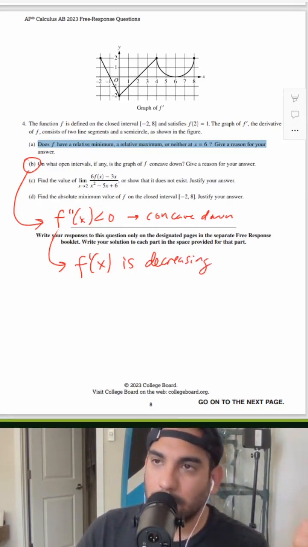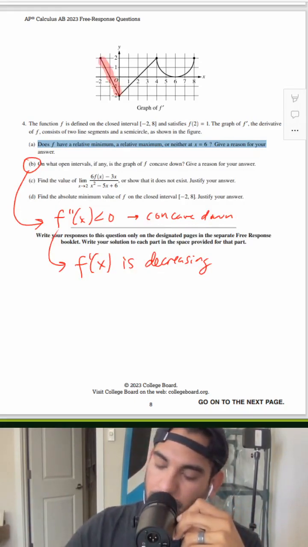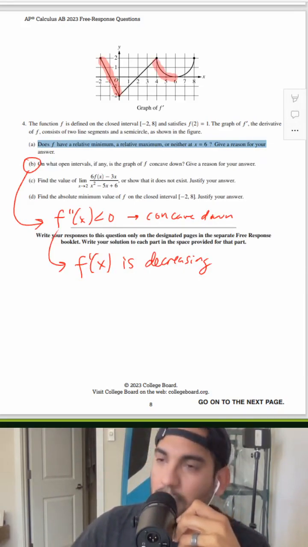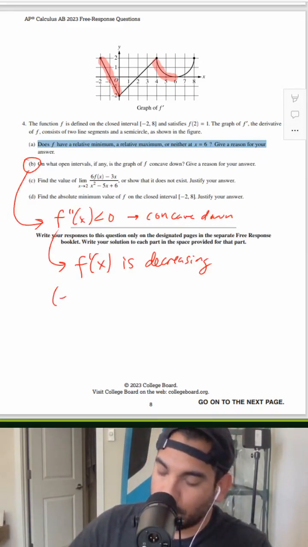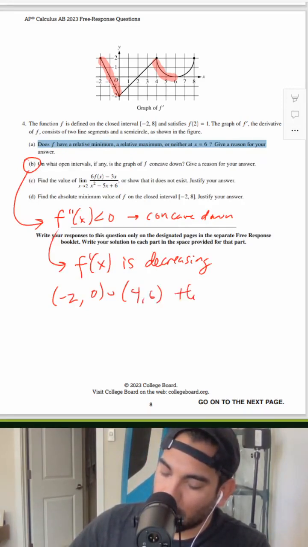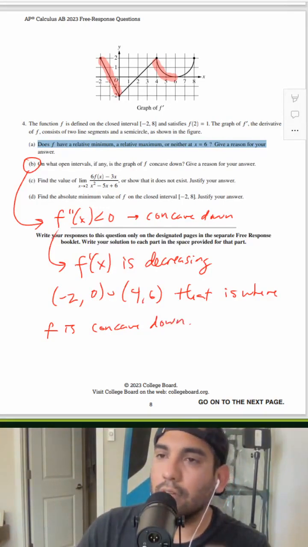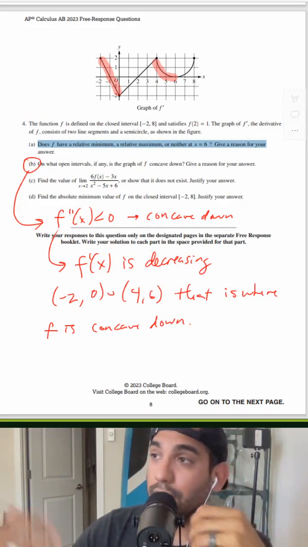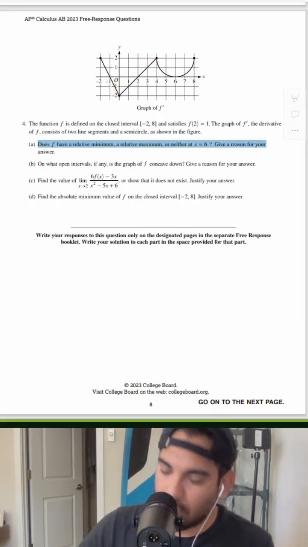So all we have to do is look at the graph, because that's the graph of f prime, and you'll notice that it is decreasing on this interval and this interval. So that's one thing you could say. Because the derivative is decreasing from -2 to 0, union 4 to 6, that is where f is concave down. Part of the things that they want you to explain your reasoning is you just have to say it's concave down when the second derivative is negative, and that means when the derivative is decreasing. That's it. Easy. Part D was the only time-consuming one, but part C, here we go.